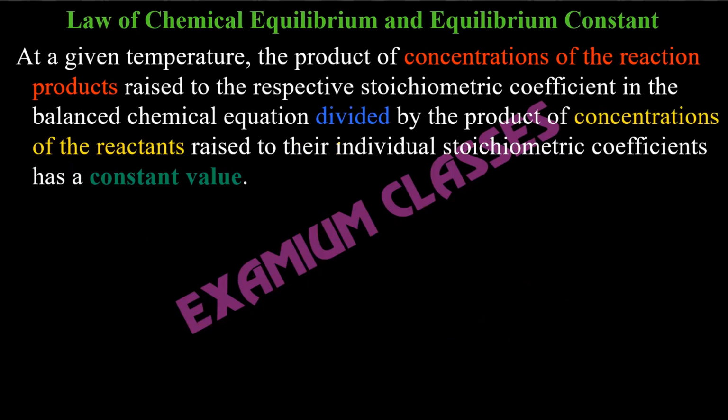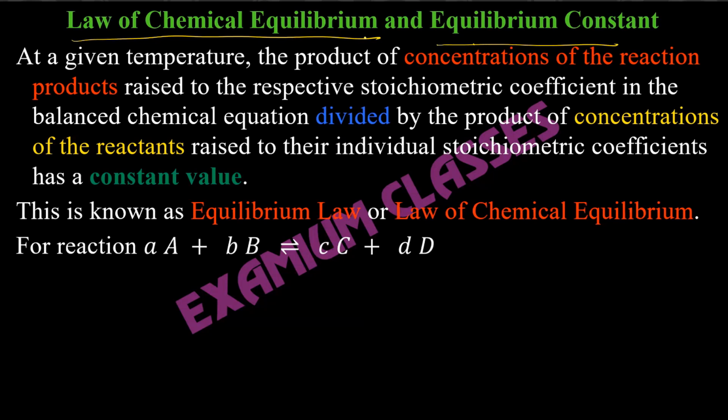Law of chemical equilibrium. And what is equilibrium constant? We will be using it again and again. Law of chemical equilibrium is actually the mathematical expression of equilibrium constant. So how we represent equilibrium constant mathematically, that is known as law of chemical equilibrium. So for that, before going to the definition, just see here.